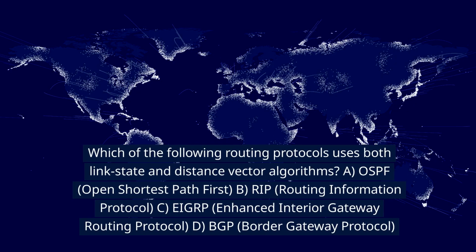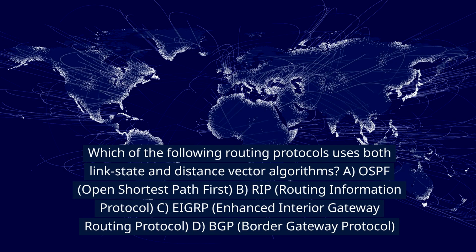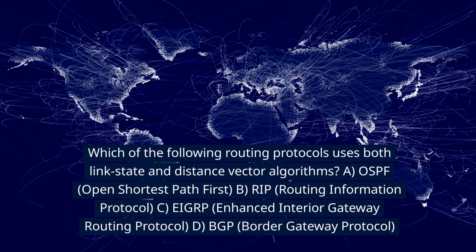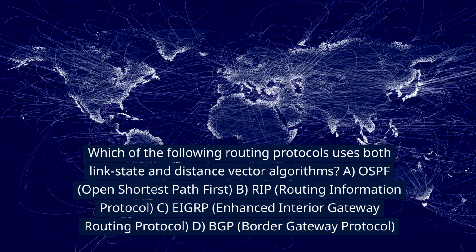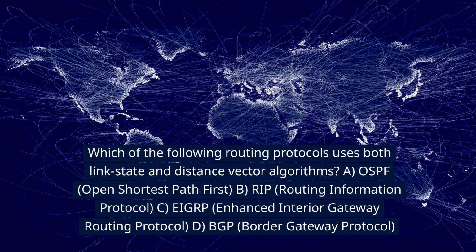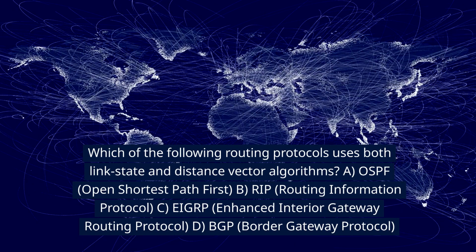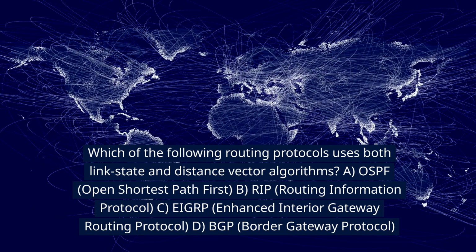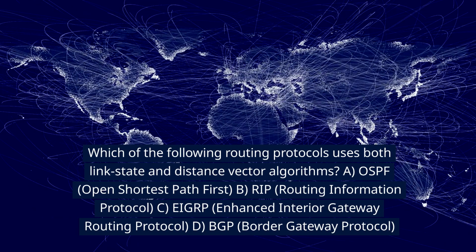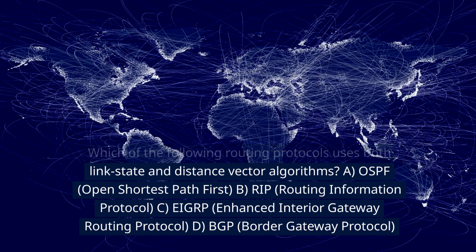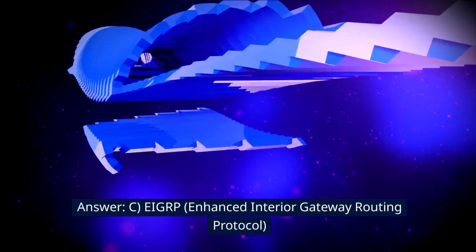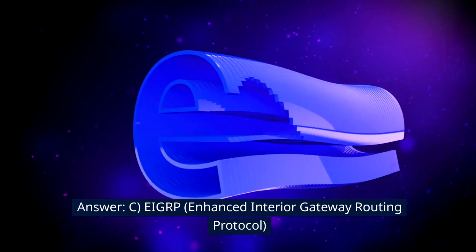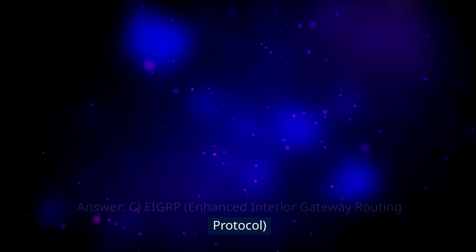Which of the following routing protocols uses both link state and distance vector algorithms? A. OSPF, Open Shortest Path First. B. RIP, Routing Information Protocol. C. EIGRP, Enhanced Interior Gateway Routing Protocol. D. BGP, Border Gateway Protocol. Answer: C. EIGRP, Enhanced Interior Gateway Routing Protocol.